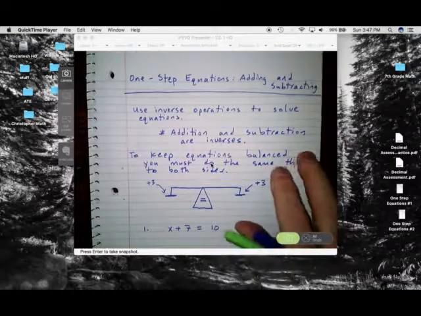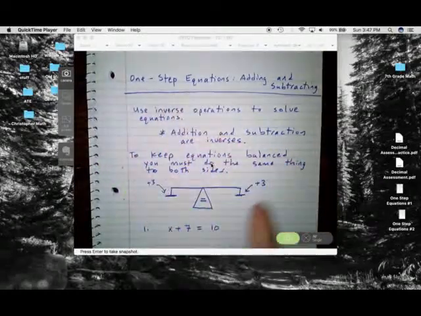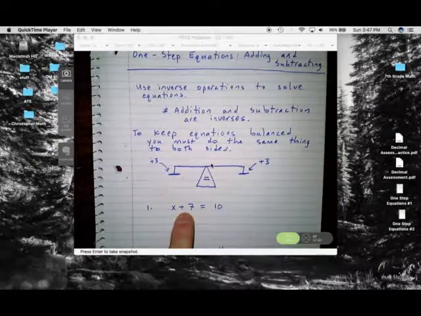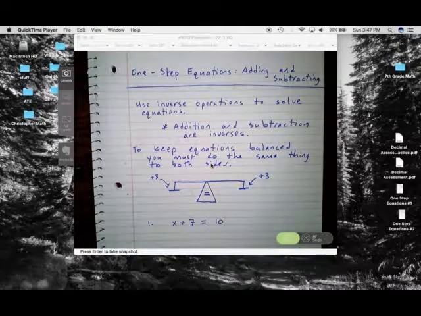Okay, this week our video is going to be about solving one-step equations, and you can see one here. It's going to take just one step to solve this, and we'll talk more about that later. Eventually we're going to do multi-step equations, so this is the beginning of what we're going to be going over for the next few weeks.